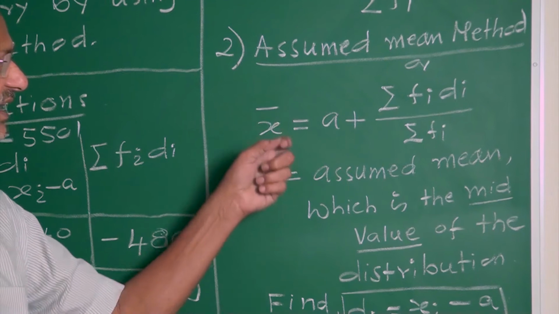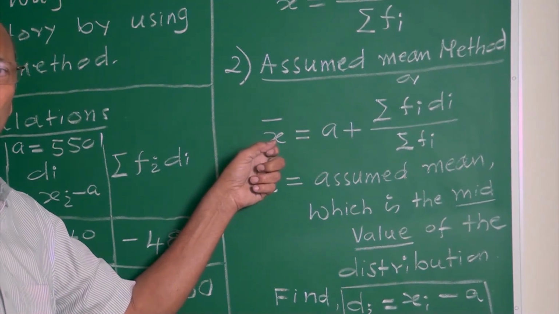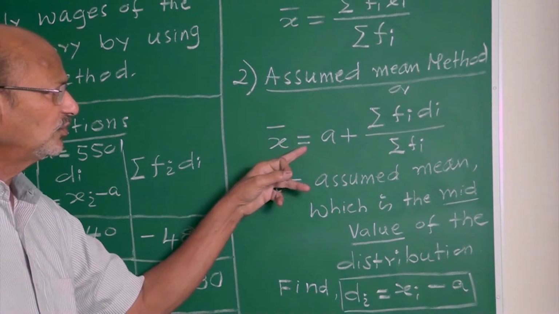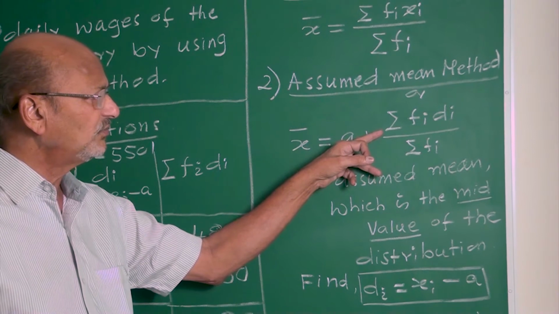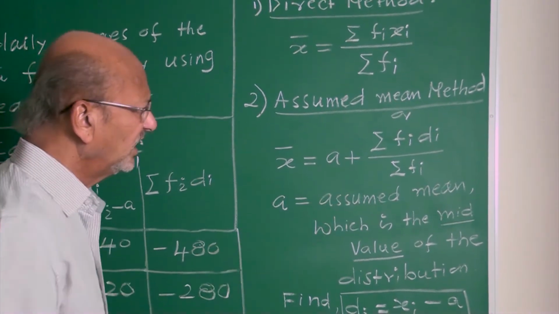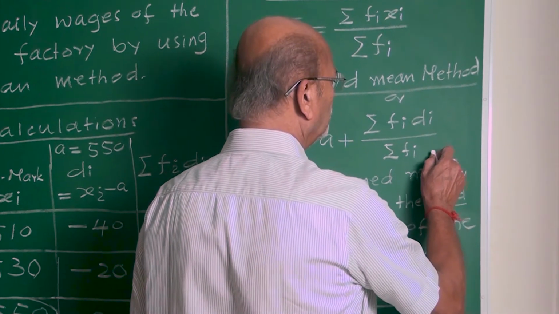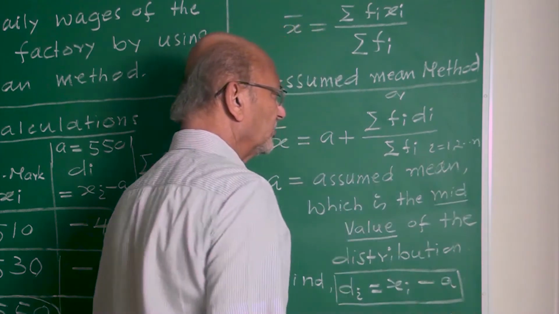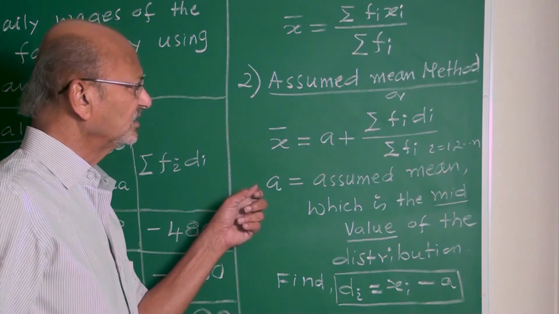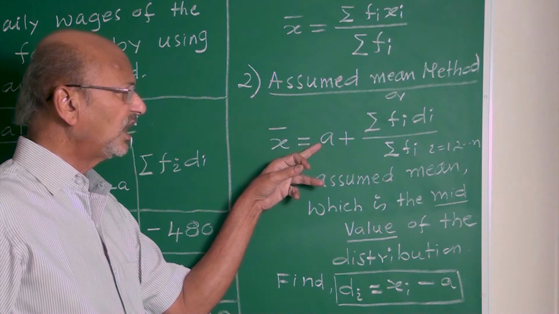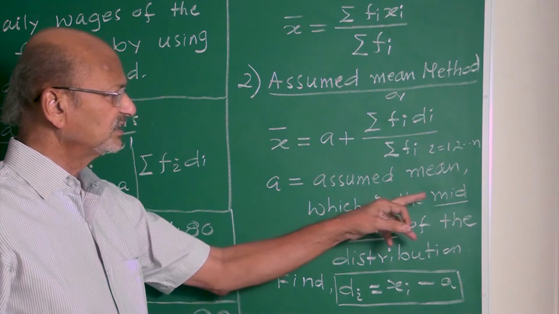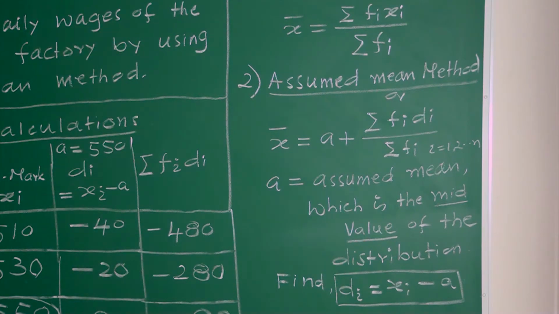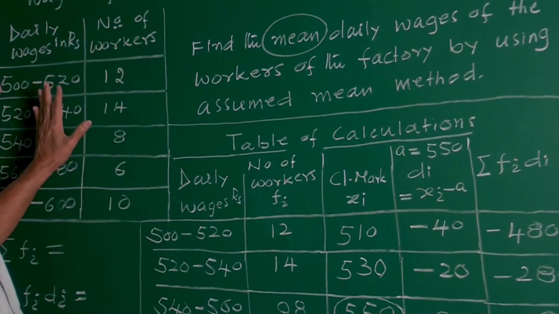The formula we use in the assumed mean method to find the mean is X bar equal to A plus sigma Fi di upon sigma Fi, where i takes the values from 1 to n. What is this A? This A is the assumed mean. How to find it? This A is nothing but the middle value of the distribution. This is the given problem.